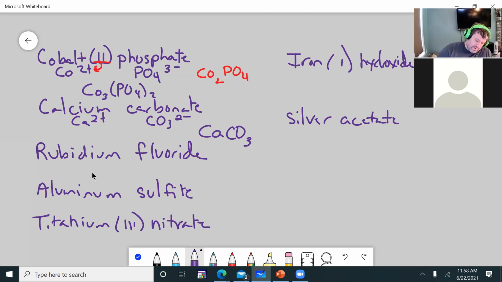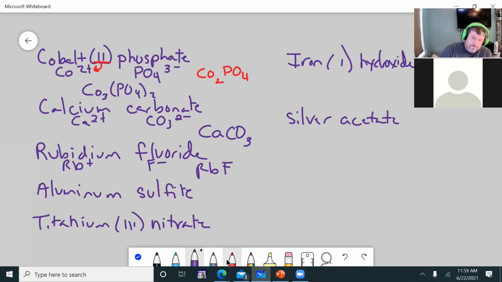Rubidium fluoride. Rubidium, Rb, has a 1+ charge. Fluoride is talking about fluorine, which is, sorry, just an F, with a minus. Flip-flop, it should be RbF.